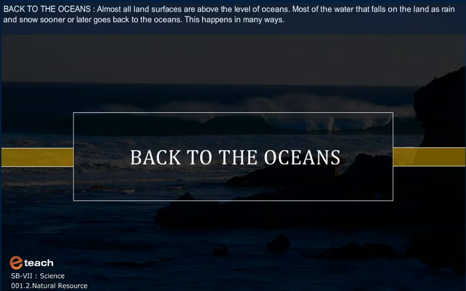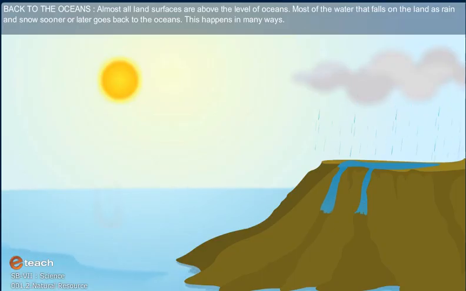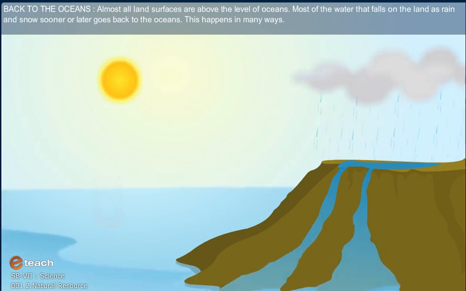Back to the oceans. Almost all land surfaces are above the level of oceans. Most of the water that falls on the land as rain and snow sooner or later goes back to the oceans. This happens in many ways.